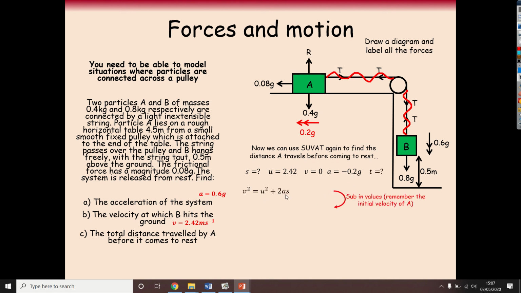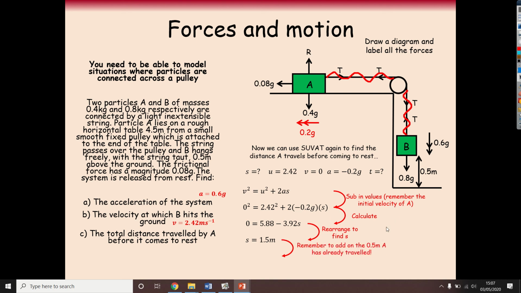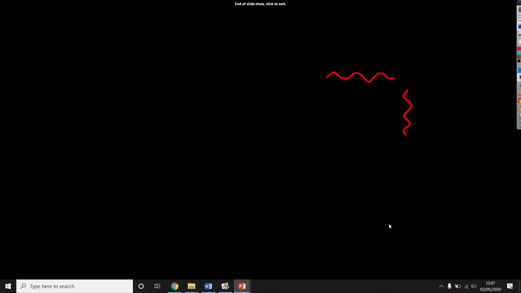So here we go, here's the same equation again. Sub in the values. This initial velocity of A, remember, we've worked that out before. That's what we worked out for B, because the velocity that B hits the ground at is the same velocity that A is going to be moving at as well. Sub the values in, calculate s on the end there, and s is 1.5 meters. So that's the distance travelled after B's hit the ground, but add the 0.5 as well, and that gets you to 2 meters. Okay. And that's it.